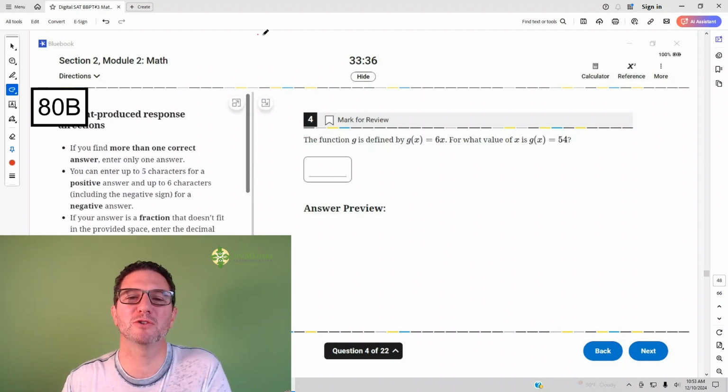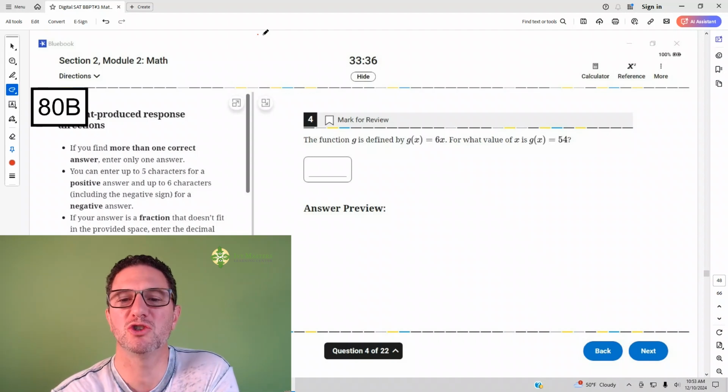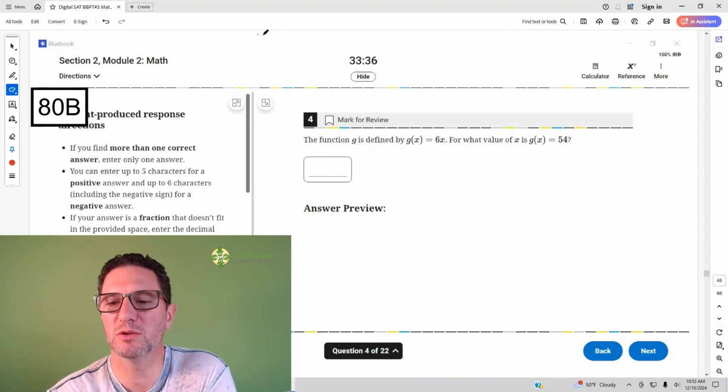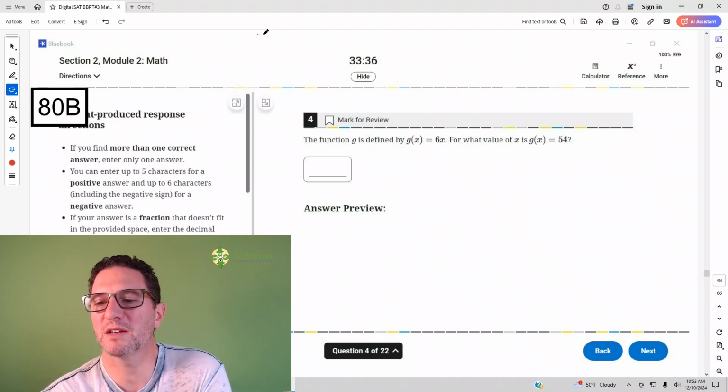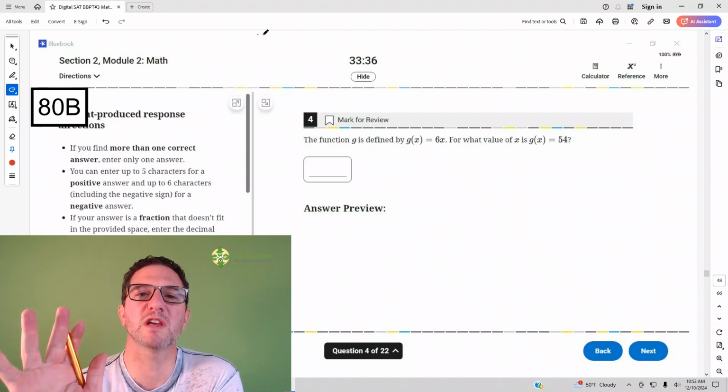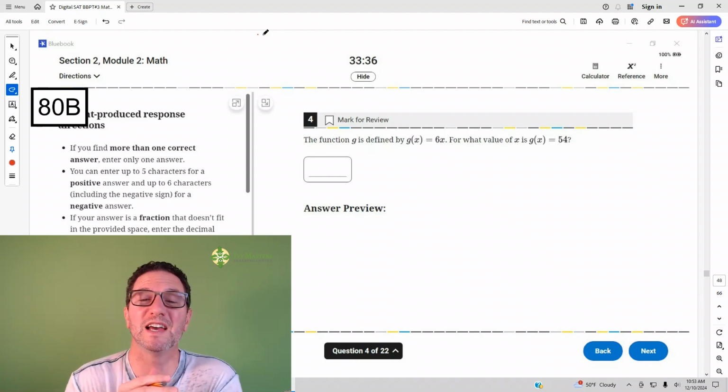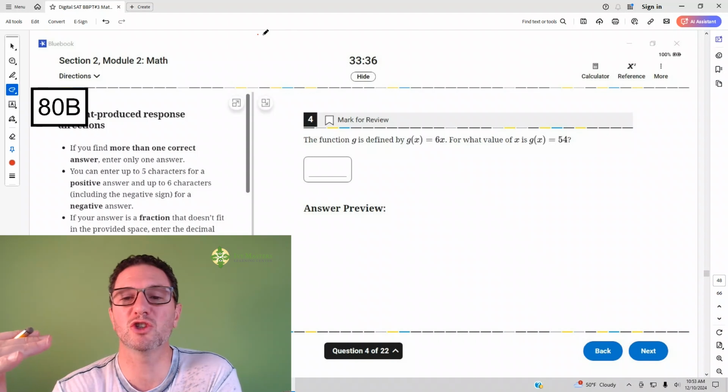Today we're going to look at the fourth question from Digital SAT Test 3 Module 2. This is a harder set of math questions. Number 4 reads, the function g is defined by g of x equals 6x. For what value of x is g of x equal to 54? We're going to first solve this by hand, but stick around for the Desmos solution. It's like legal cheating. You're going to love it.